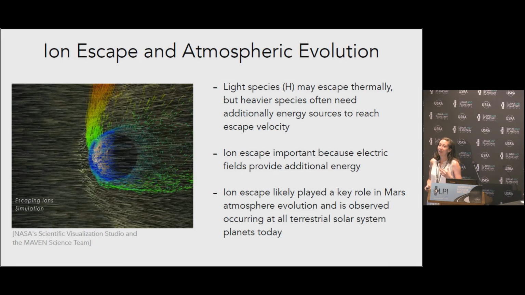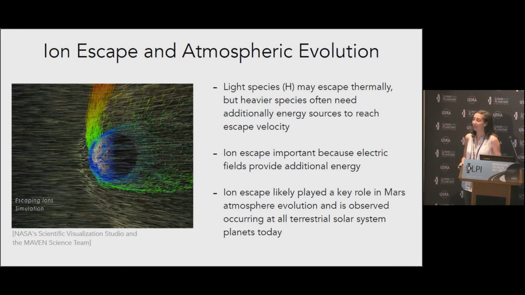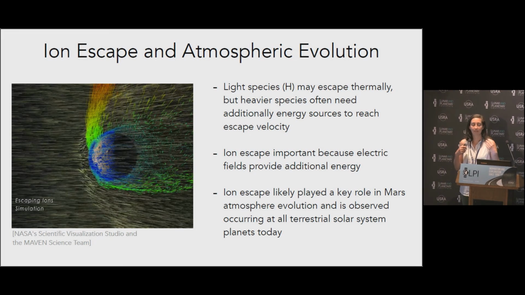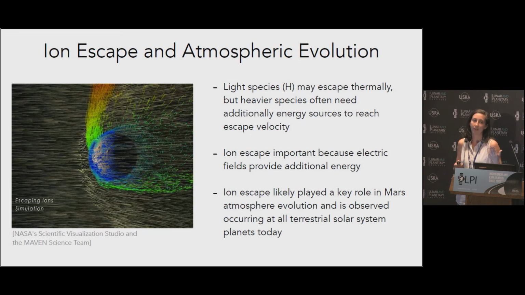And that's because while light species like hydrogen can escape thermally, in that the tail of the velocity distribution can exceed the escape velocity, heavier species need additional energy sources to be able to have that escape be any sort of real factor in atmospheric evolution. So things like carbon dioxide or oxygen.